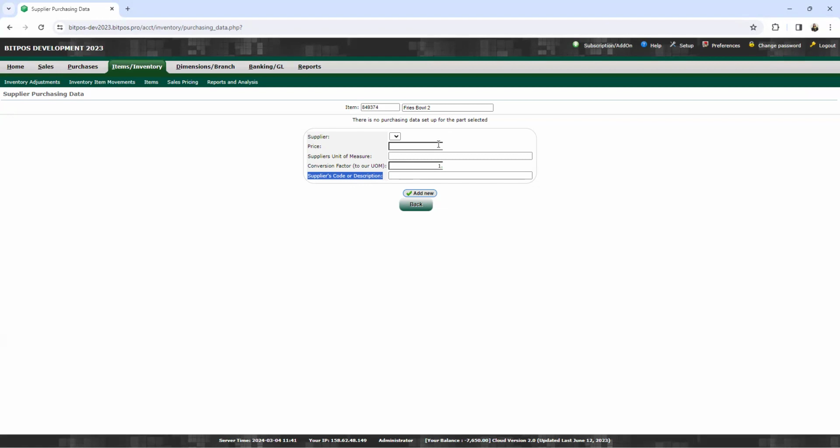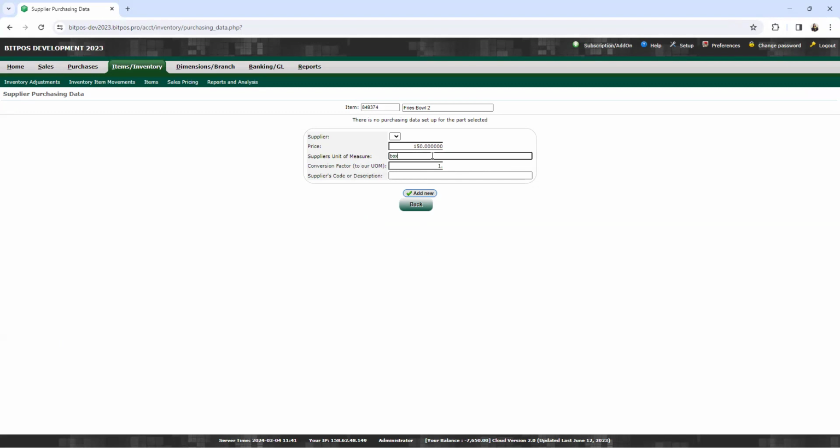So first is the price, for example, 150 per box. So the supplier unit of measure, like per box.